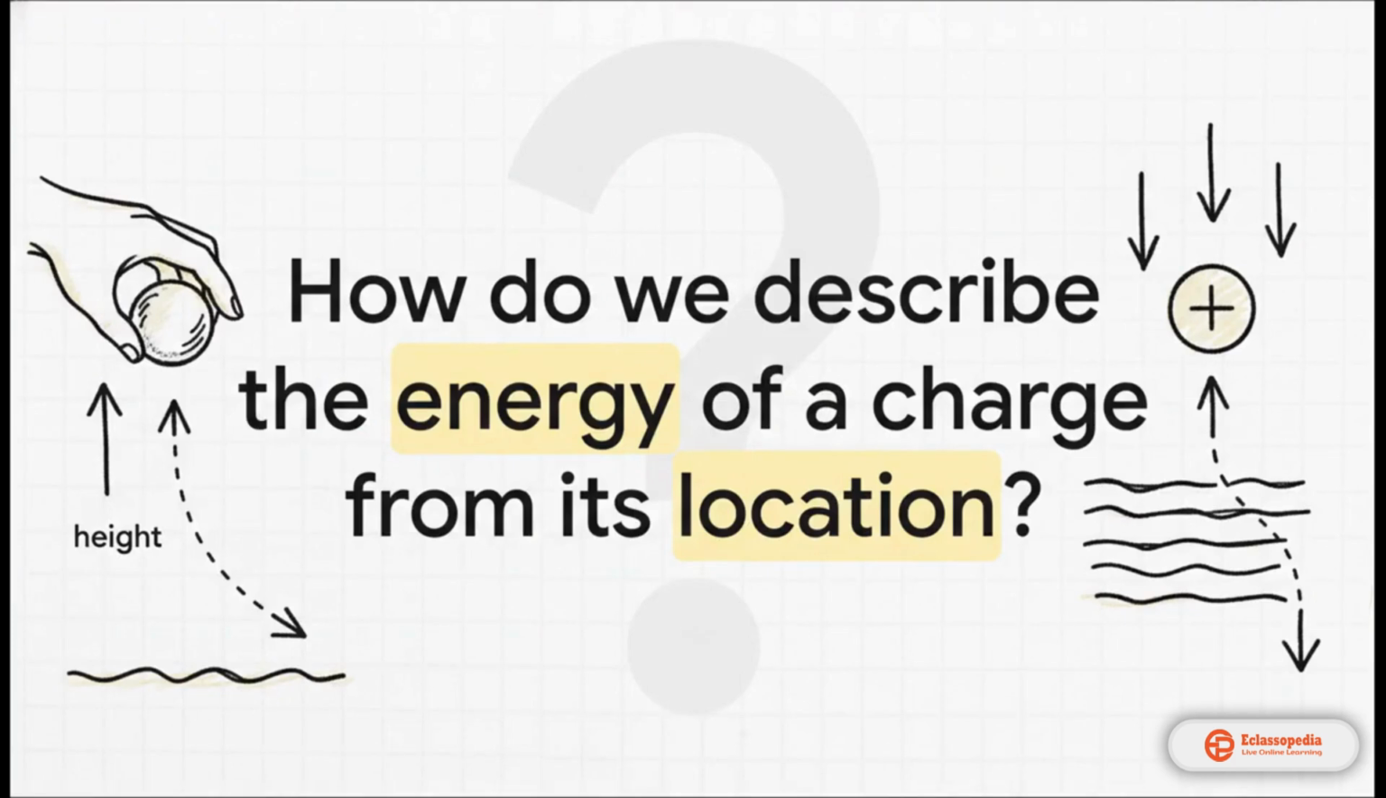Let's go back to gravity for a second. Imagine you're holding a cricket ball high up in the air. It has potential energy, right? Not because it's moving, but because of its position in Earth's gravitational field. If you let it go, that stored energy turns into the energy of motion. Well, the same exact idea applies to a charge in an electric field. So how do we measure that sort of electrical height?